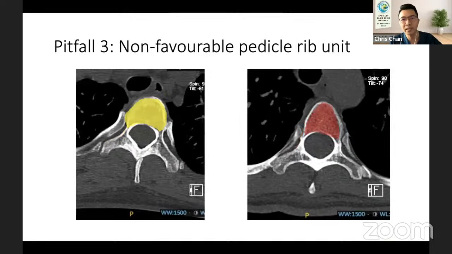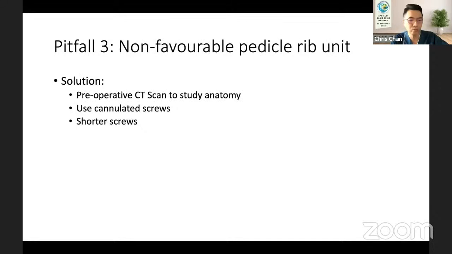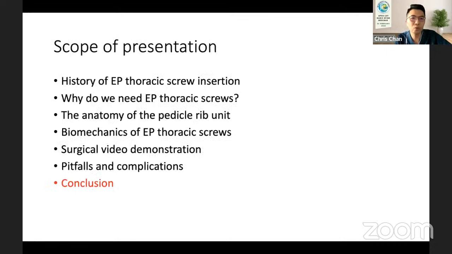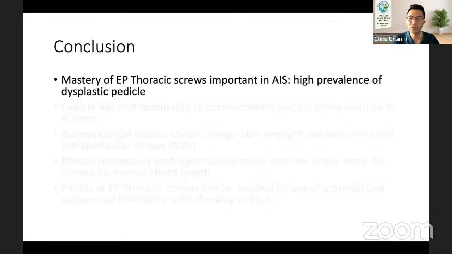Secondly, the shape of the vertebral body is very important. Yellow shape is favorable, whereas the red triangular shape is not favorable. The solution is to use a preoperative CT scan to study the anatomy, use cannulated screws, and use shorter screws. Conclusion: mastery of EP thoracic pedicle screws is important in scoliosis because of the high prevalence of dysplastic pedicles.